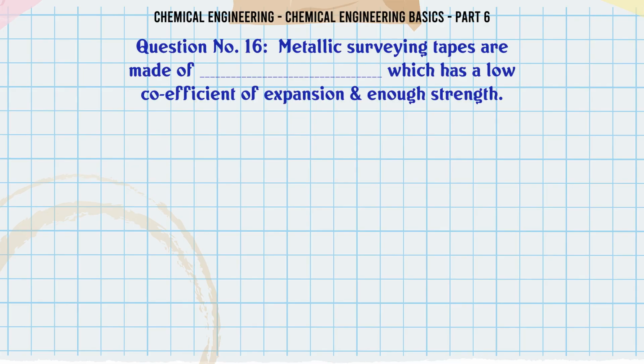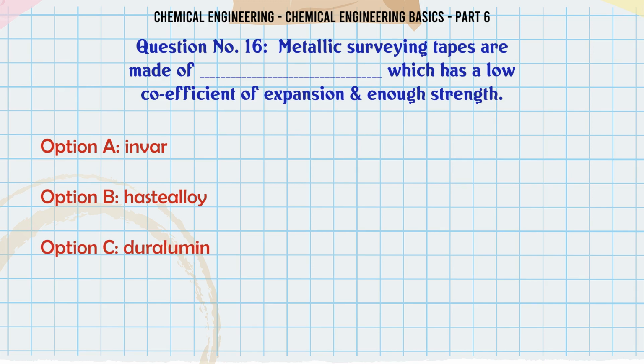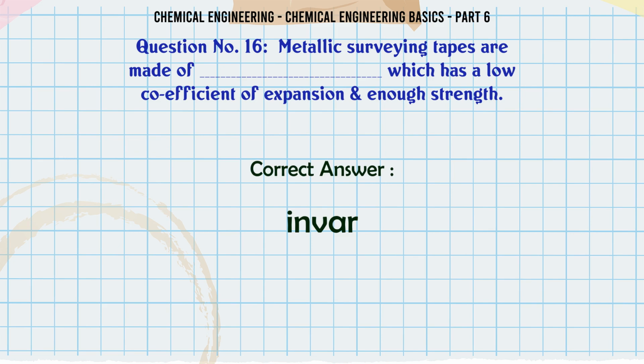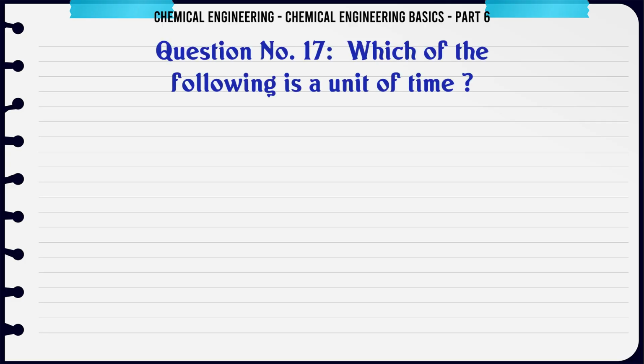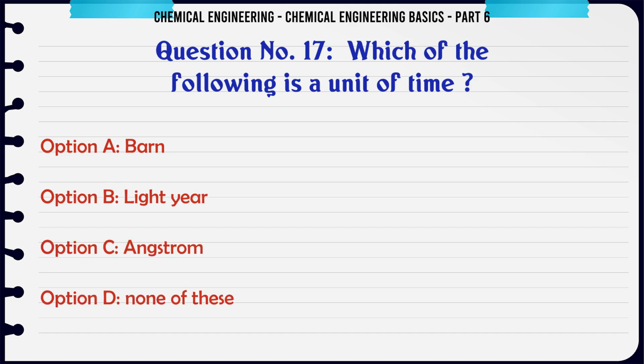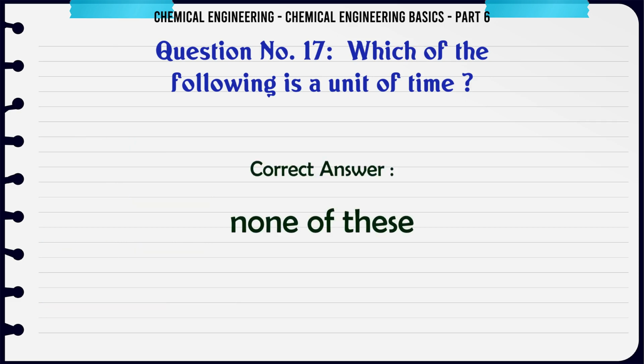Metallic surveying tapes are made of which has a low coefficient of expansion and enough strength. A. Invar. B. Hastelloy. C. Duralumin. D. Monel metal. The correct answer is Invar. Which of the following is a unit of time? A. Barn. B. Light year. C. Angstrom. D. None of these. The correct answer is none of these.